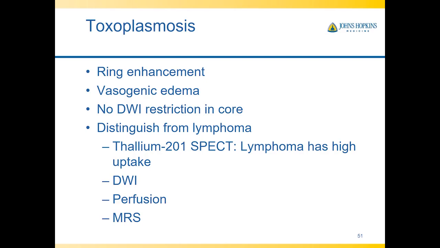Oftentimes in patients with HIV, and there is a fair amount of literature where the goal of imaging was to differentiate it from lymphoma, and there have been multiple different techniques that have been utilized. For example, thallium SPECT, where lymphoma has high uptake, or diffusion weighted images where the high cellularity of the lymphoma might show diffusion restriction in there.